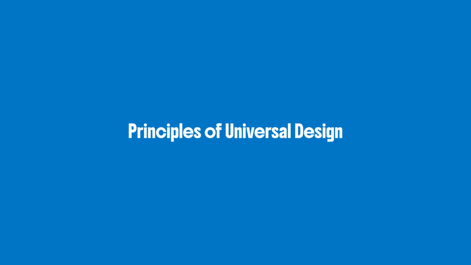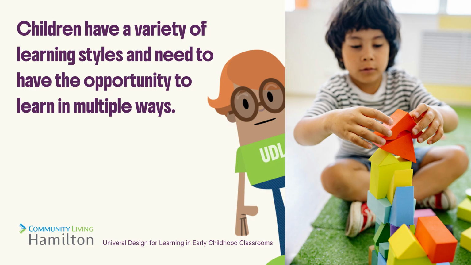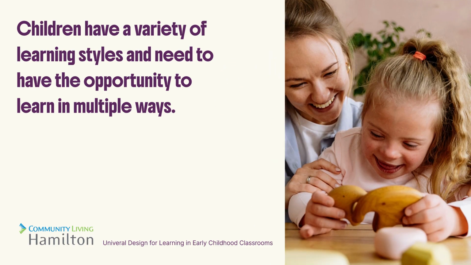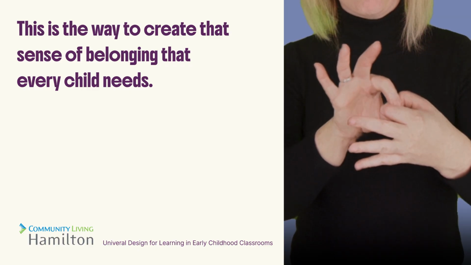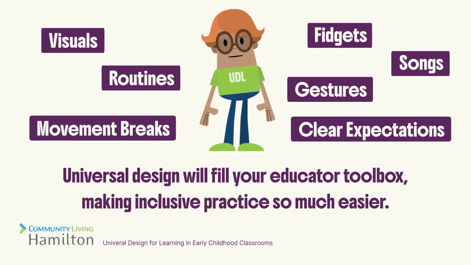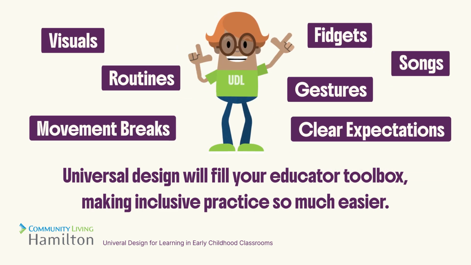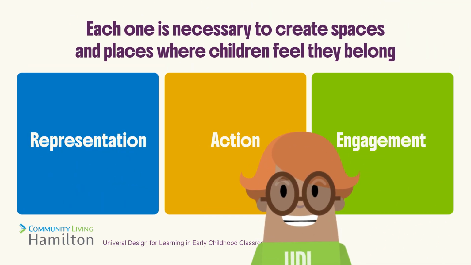Principles of Universal Design. Children have a variety of learning styles and need to have the opportunity to learn in multiple ways. This is the way to create that sense of belonging that every child needs. Universal design will fill your educator toolbox, making inclusive practice so much easier. There are 3 principles of universal design: representation, action, and engagement. Each one is necessary to create spaces and places where children feel they belong.